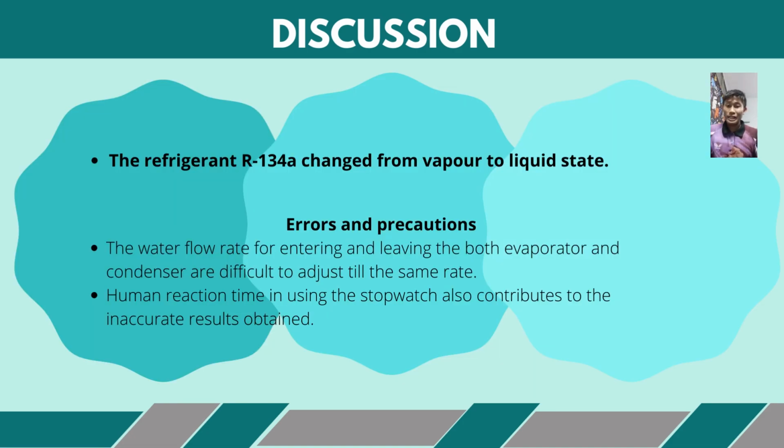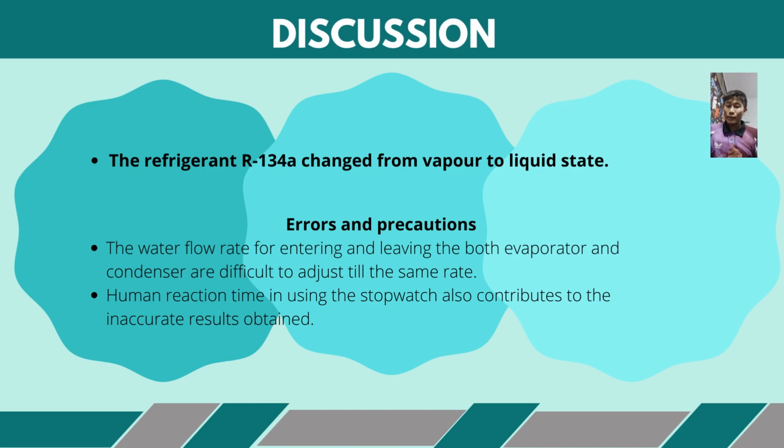What happened during the experiment? From the experiment, there are no bubbles inside the viewing glass A. It can be observed that the refrigerant R134A is in vapor state. Bubbles are observed in viewing glass B. The refrigerant R134A changed from vapor to liquid state.